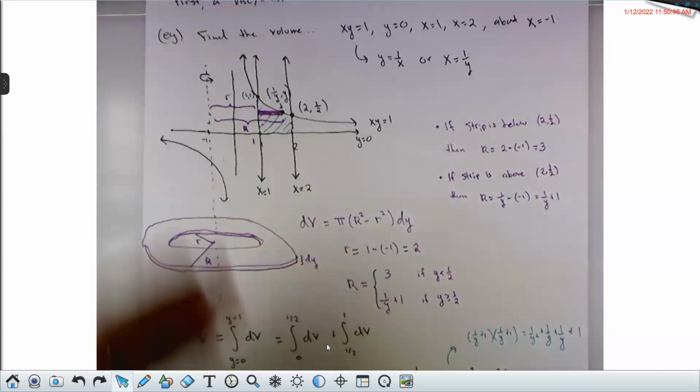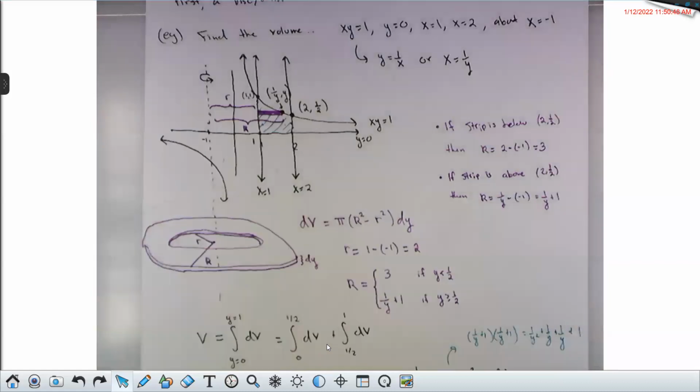Before we come back and attack this problem anew, drawing the strip parallel to the axis of rotation, I want to play around a little bit with the difference in the shapes you get from a strip parallel to the axis of rotation compared to a strip perpendicular to the axis of rotation. And this is really the introduction to section 6.3.